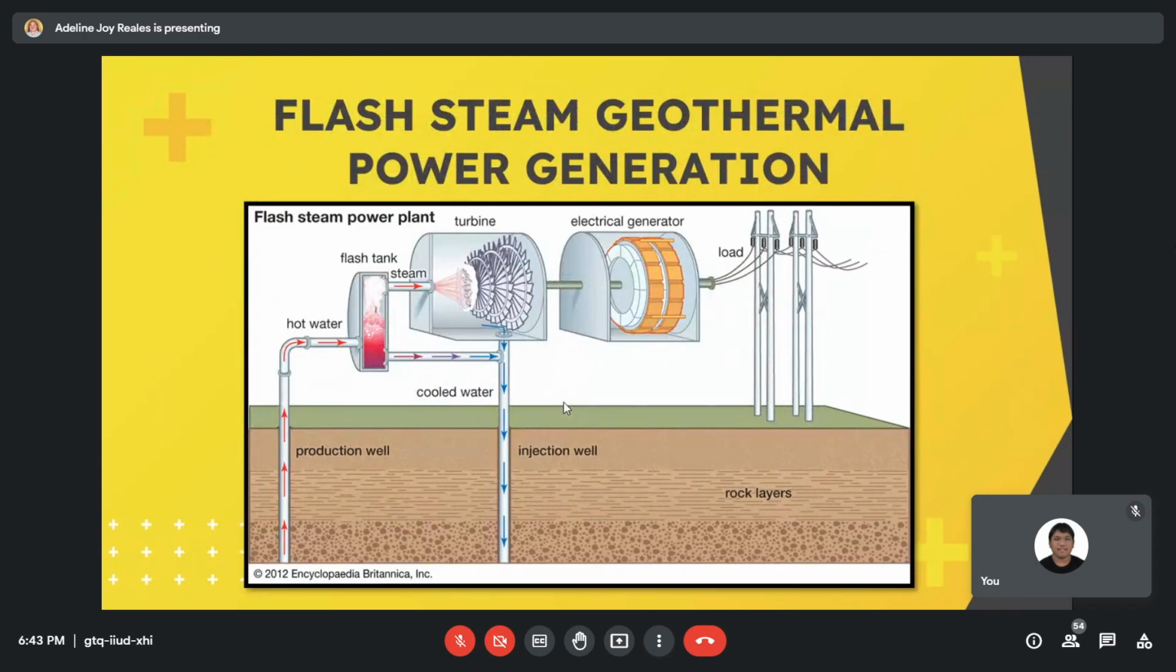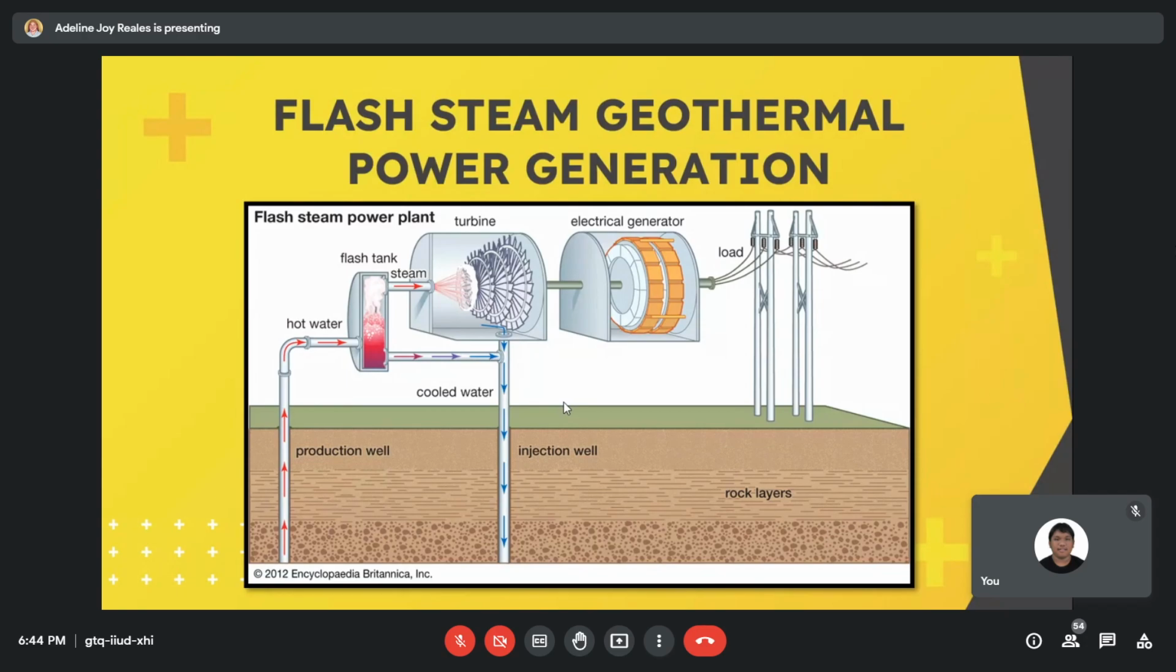So flash steam geothermal power generation plants are the most common type of geothermal power generation plants in operation today. Fluids at temperatures greater than 300 degrees Fahrenheit are pumped under high pressure into a tank at the surface called a flash tank, held at a much lower pressure, causing some of the fluid to flash or rapidly vaporize into steam. The steam is then used to power the turbine generator set.